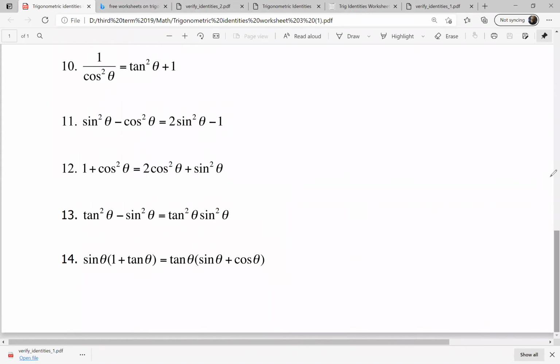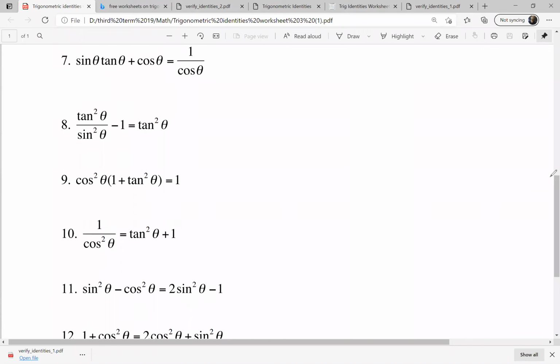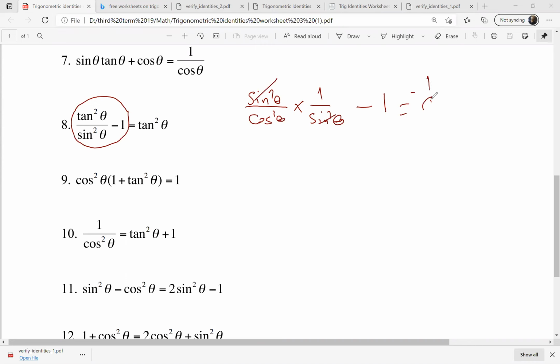Here, number 8 now. Also, you can take the left-hand side because it has many terms. Tan squared theta is sine power of 2 theta over cosine power of 2 theta, times 1 over sine power of 2 theta, minus 1. It will be sine with sine, so it will be 1 over cosine power of 2 theta minus 1.